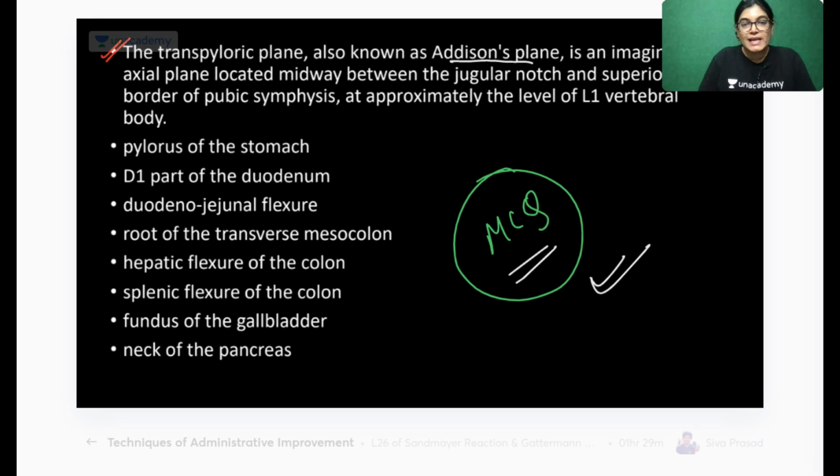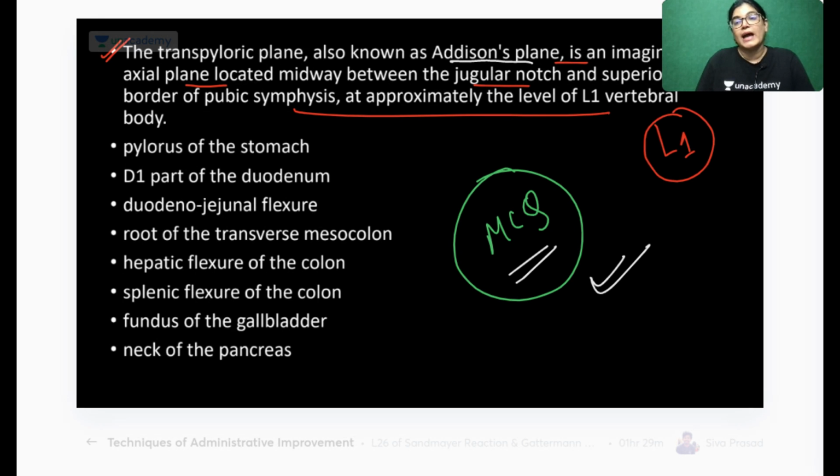The transpyloric plane is also called the Addison's plane, and it's an imaginary plane located midway between the jugular notch and the superior border of the symphysis pubis, which is a secondary cartilaginous joint. The level to which the transpyloric plane corresponds is the level of the first lumbar vertebra. What is its level? Its level is the first lumbar vertebra.